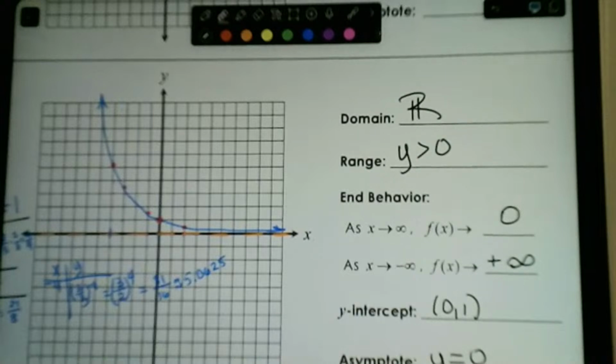Okay, it's thinking. Again, let's try it now.